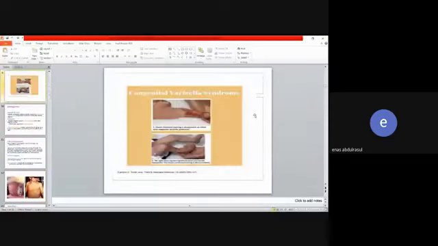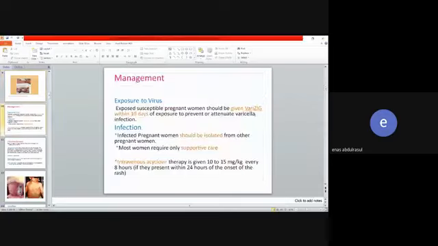And this figure shows the hypoplasia of the limbs and skin scarring of congenital varicella syndrome. What about the management? Those women who are susceptible and exposed to an infected person should be given varicella zoster immunoglobulin within 10 days of exposure. This will prevent or attenuate varicella infection.